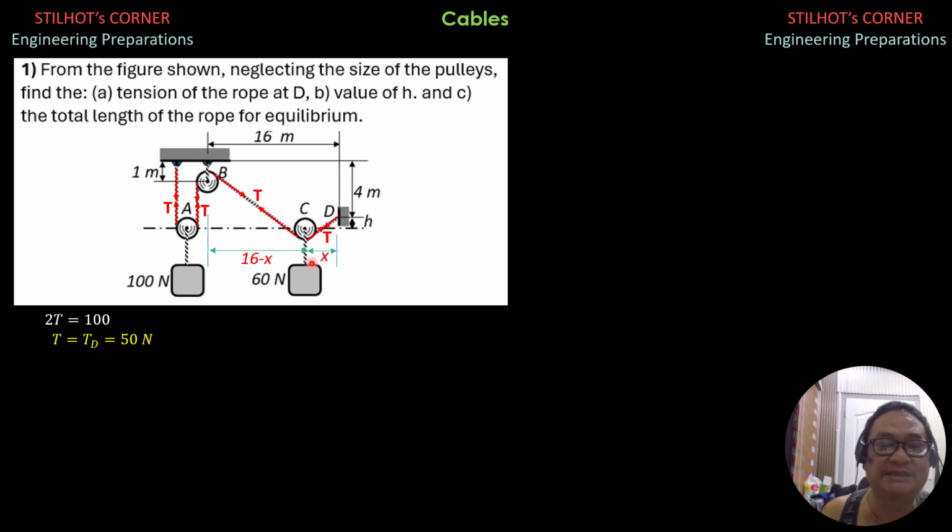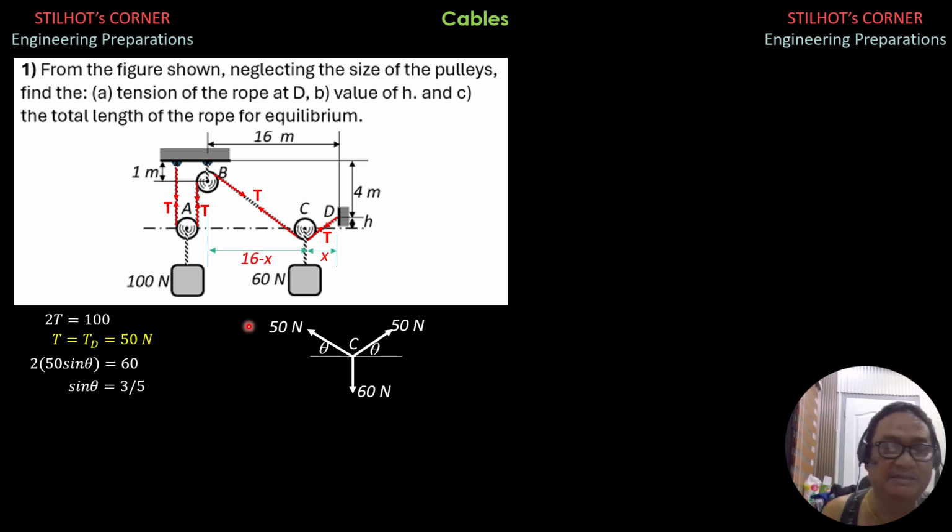So I'll call this distance x. This is 16 minus x, and the angle of inclination here is theta. That's also theta. Let's transfer it here. That's the free body diagram. So summation of vertical forces equals 0. 2 times the vertical component of 50 is equal to 60. And therefore, the vertical component of 50 is 50 sine of the angle theta. Sine theta therefore is 60 over 100, or 3/5.